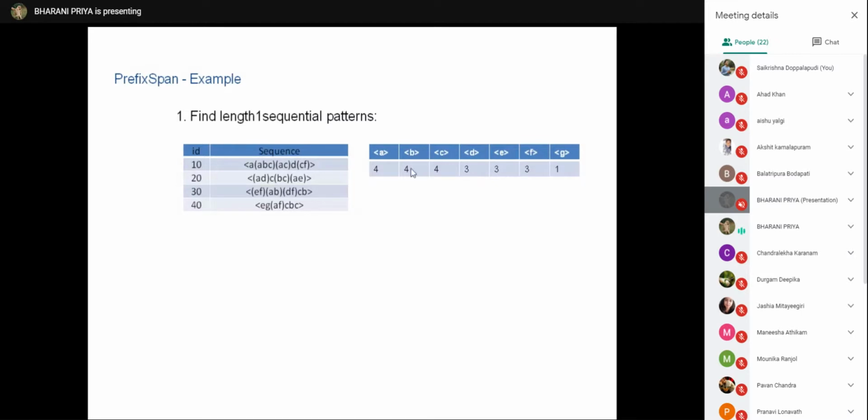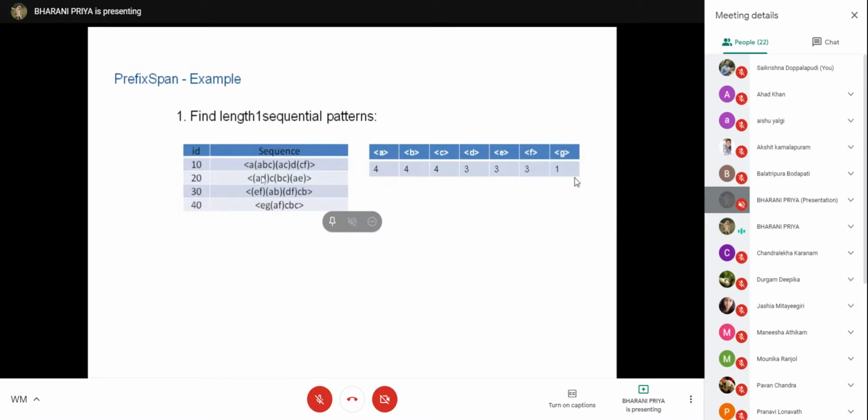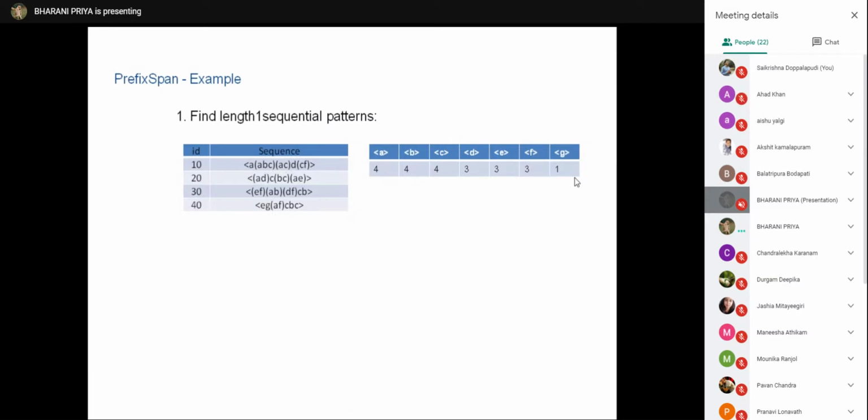So the actual supports of all one sequential patterns are given. Then what is not a frequent item here? Tell me what is not a frequent item? G. G, very good. So we are removing G. So all these are one sequential patterns which are frequent.